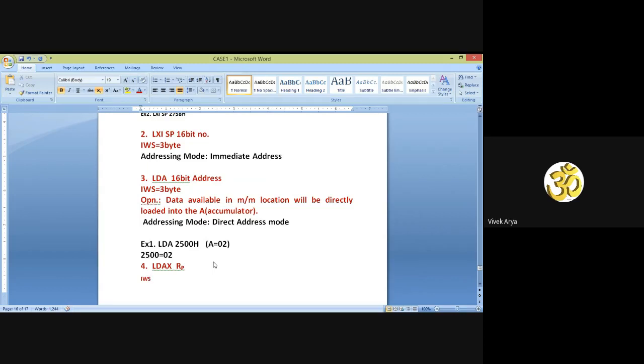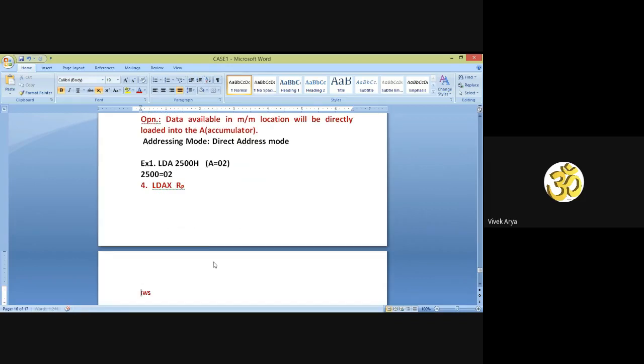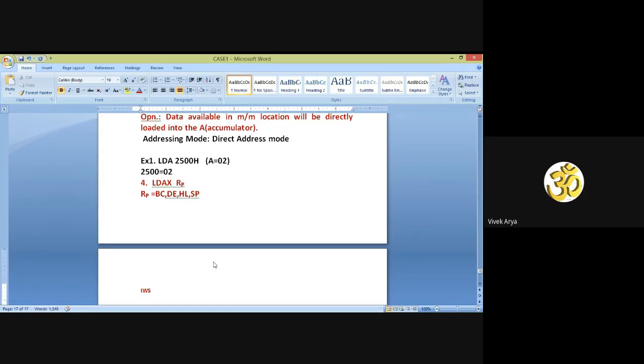LDAX RP. RP represents register pair: BC, DE, HL, and SP. Okay.